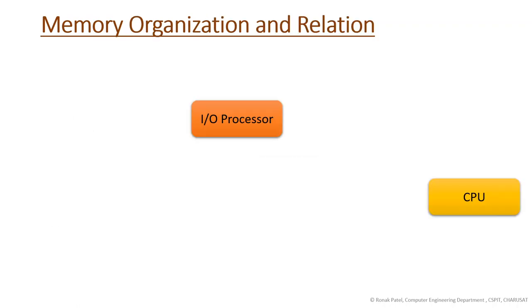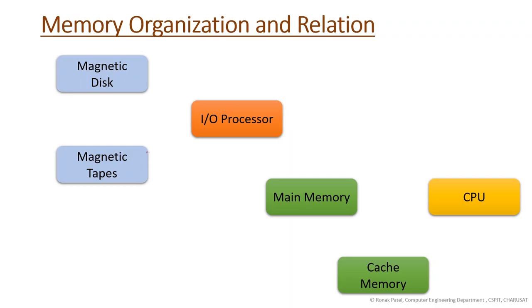Now let's see memory organization and the relation between them. We know there is a CPU, the central processing unit, which performs the task, right? And it requires data. Whatever you have, like a program, that is also one kind of data it requires. The IO processor means the input output from auxiliary memory will be handled by this IO processor. Then we have different memories: a cache memory, main memory, magnetic tapes, and magnetic disk, right?